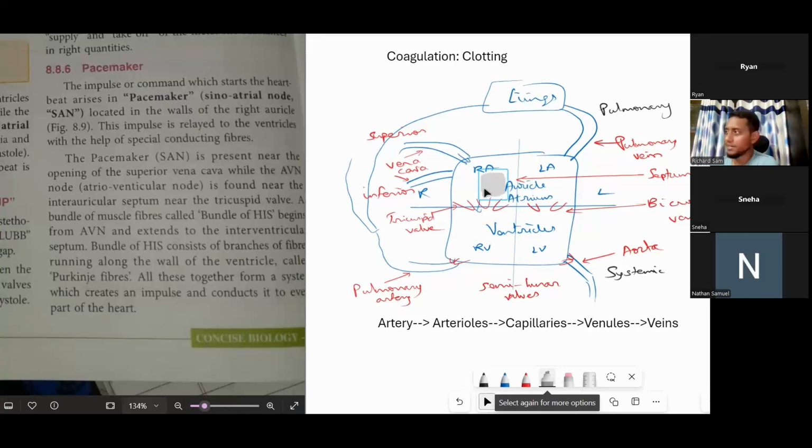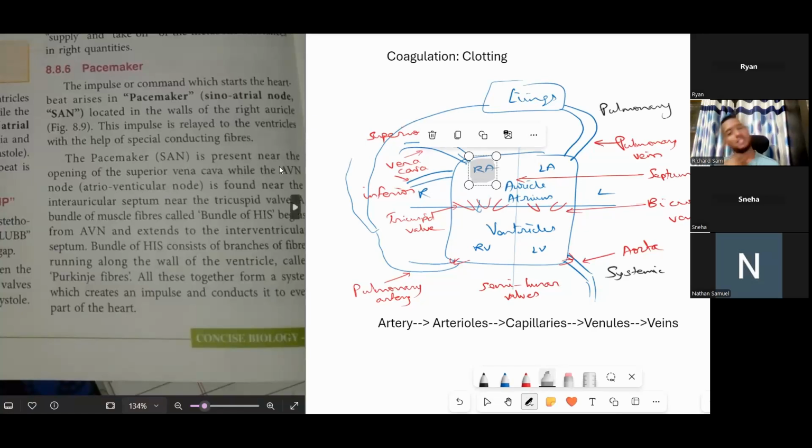Near the right atrium. It's near the opening of the superior vena cava. See, the superior vena cava comes from the top into the right atrium, right? So right over there, that is where the SAN is located.